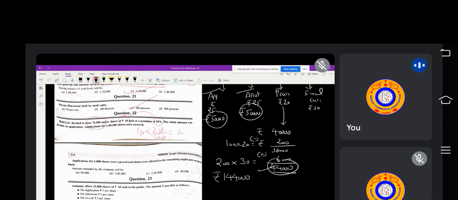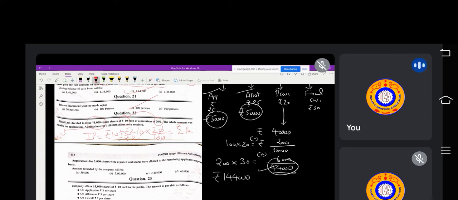So 2 rupees is your premium amount, and your issue price will be rupees 10 face value plus rupees 2 premium, that gives you an amount of rupees 12. So 12 rupees is your issue price. The whole amount was payable on application, which means it is a concept of lump sum.